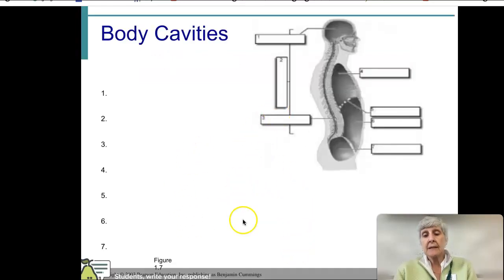So if you're going to list these, stop for a second, make a quick sketch if you want, and then go through and label the body cavities, and I'll go through them. So number 1 is the cranial cavity. Number 2 is the dorsal body cavities. 3 is the spinal cavity. 4 is thoracic. 5 is the diaphragm. 6 is the abdominal. And 7 is the pelvic.